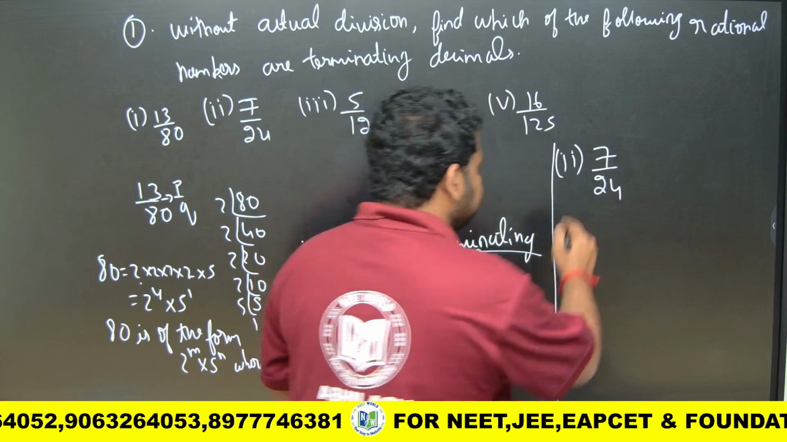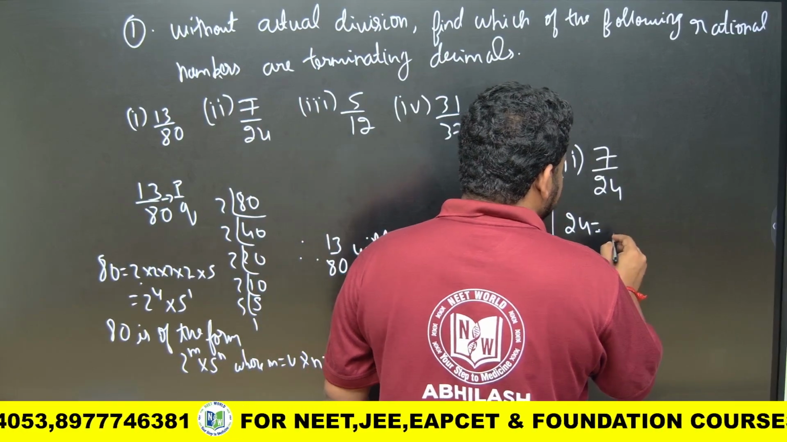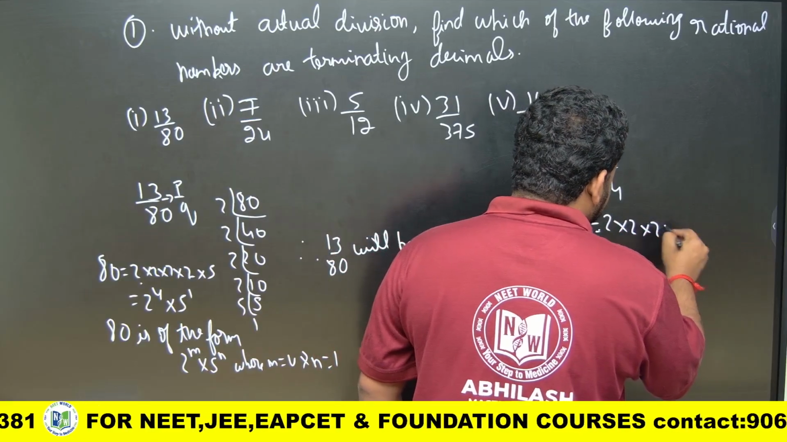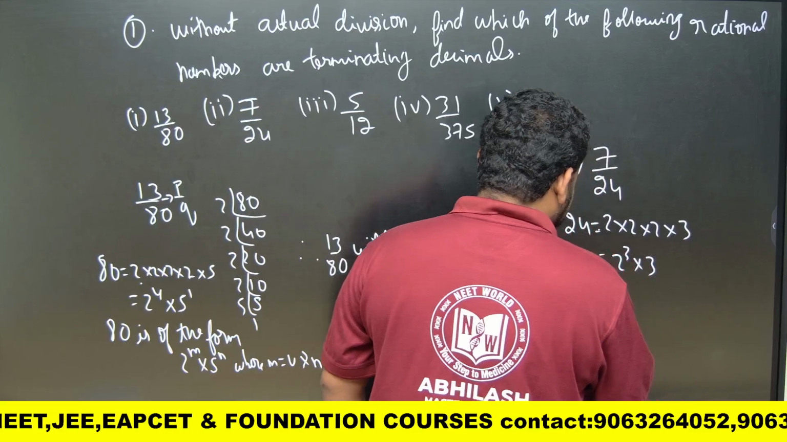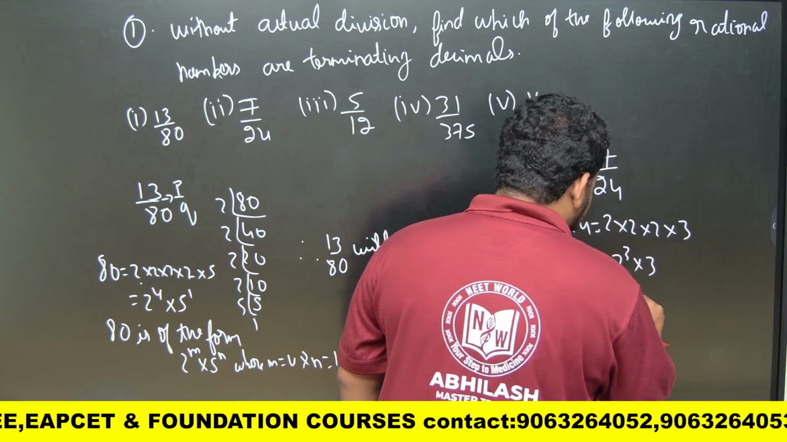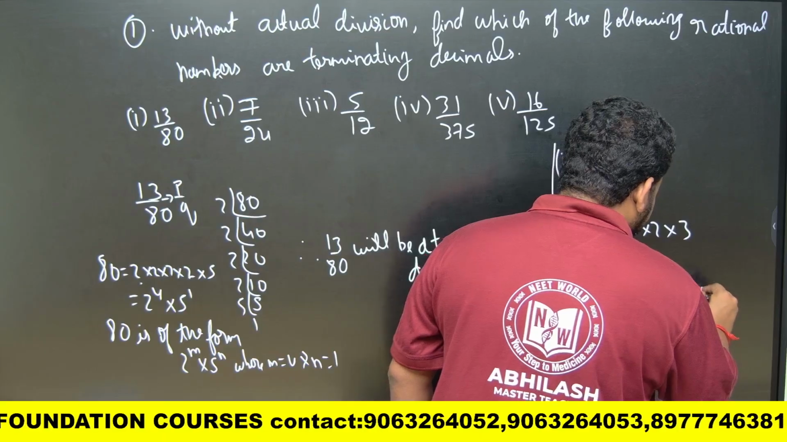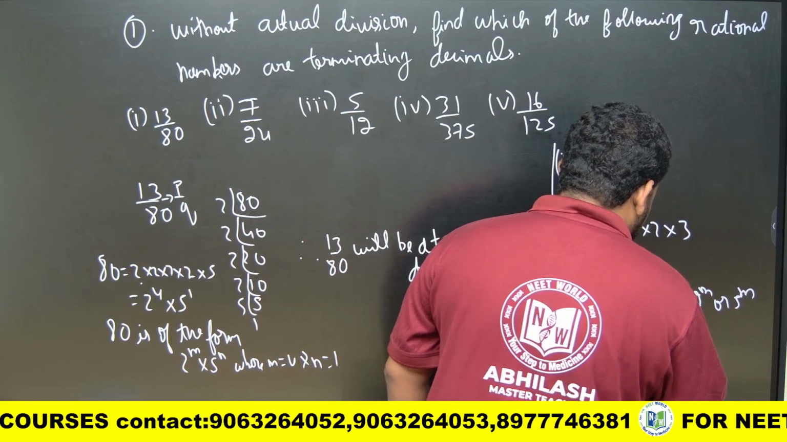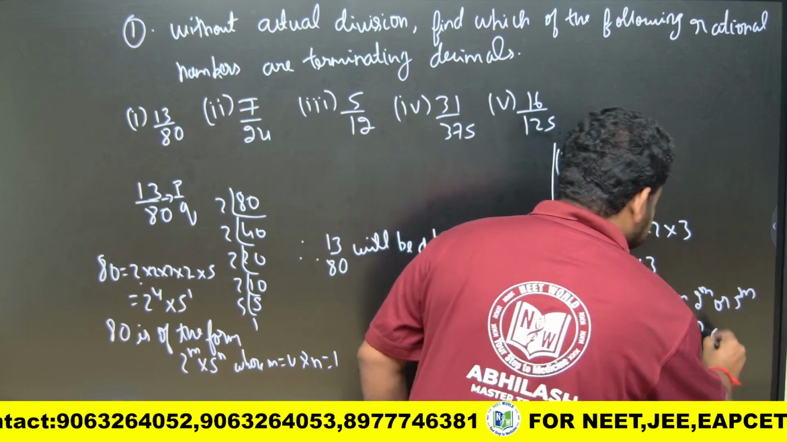So we have to check the denominator. Denominator is 24. 24 can be written as 8 into 3. 8 can be written as 2 into 2 into 2, into 3. So that is nothing but 2 cube into 3. So 24 is not of the form 2 to the power of m or 5 to the power of n, or 2 to the power of m into 5 to the power of n, because it contains 3.